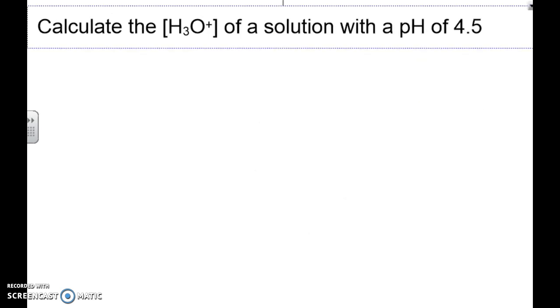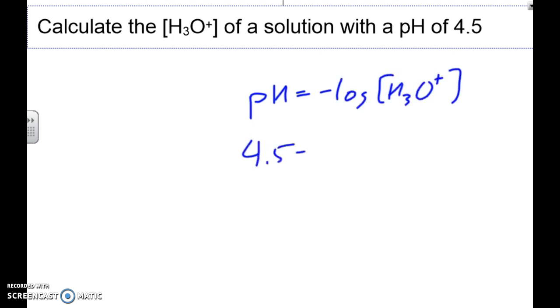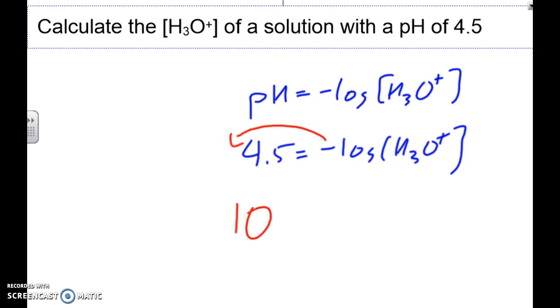Our last example is when we use the formula backwards. So this time we know the pH and we want to figure out the concentration of H3O plus. So if we plug that in, 4.5 is equal to negative log H3O plus. So what we'll do is we'll bring this negative sign over here, and we're going to do the opposite of the log function. So 10 to the negative 4.5 is equal to H3O plus.